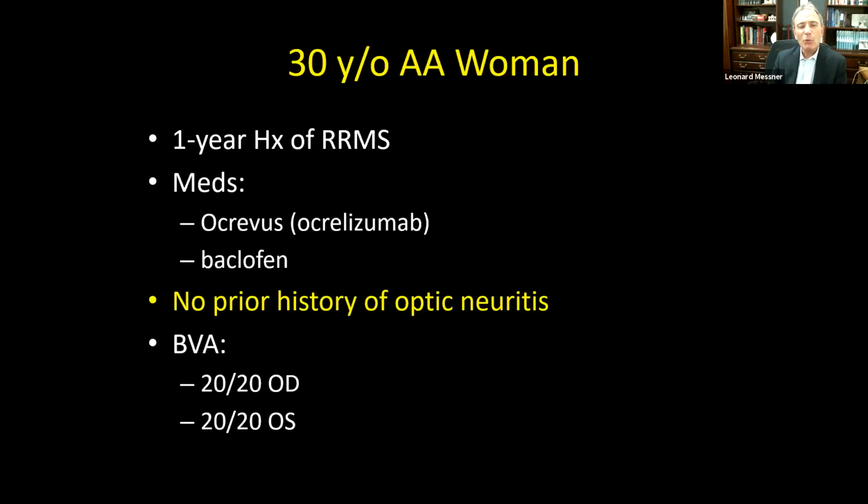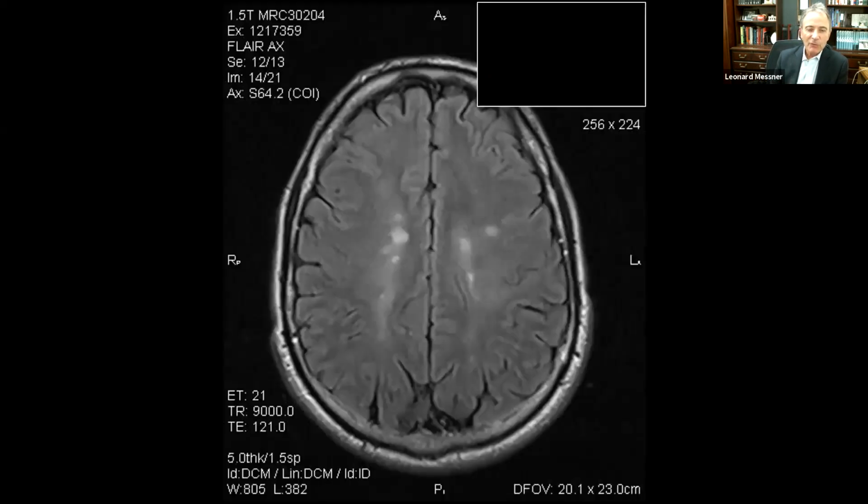Here's a 30-year-old woman with a 1-year history of relapsing multiple sclerosis. She also is undergoing infusion therapy with ocrelizumab, no prior history of optic neuritis. And indeed, her visual acuities are entirely normal, 20/20 in the right eye and 20/20 in the left eye. And if we look at her brain, we can see that there are multiple foci that are consistent. This is a FLAIR image showing multiple ovoid paraventricular white matter lesions consistent with the myelinating plaques.